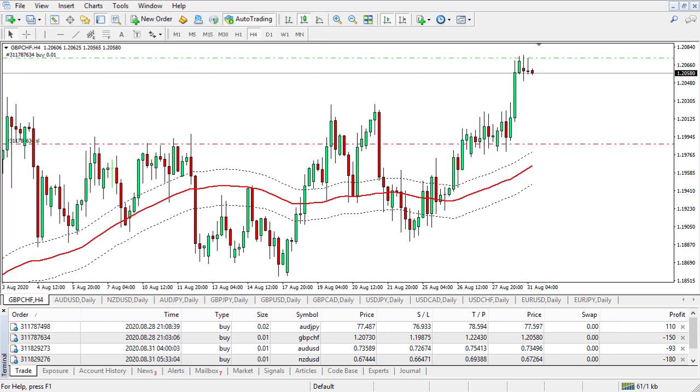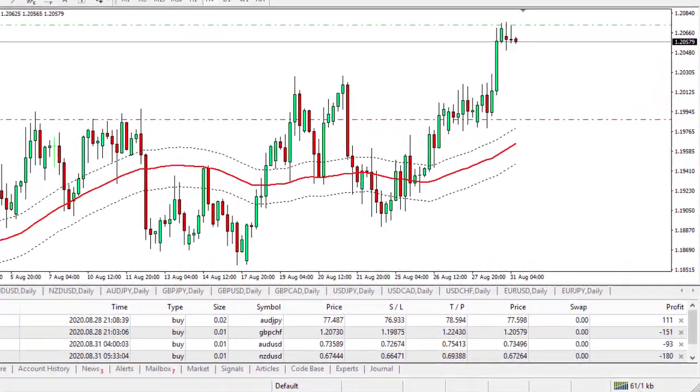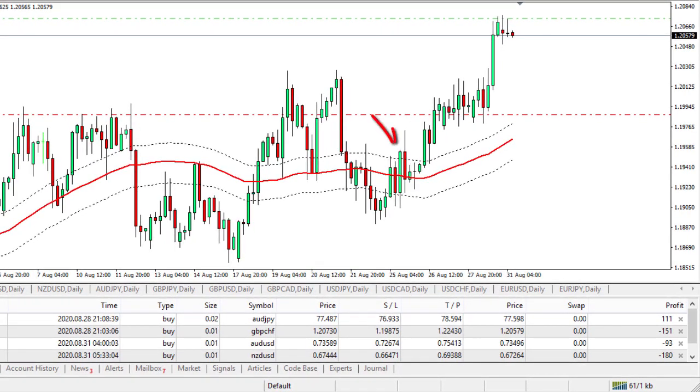As you can see on the chart which is being displayed on the screen now, price also made a bullish crossover above the 360 period simple moving averages on the 4-hour chart of the GBP CHF currency pair, confirming the bullish long-term trend which we just identified on the currency pair's daily time frame moments ago.